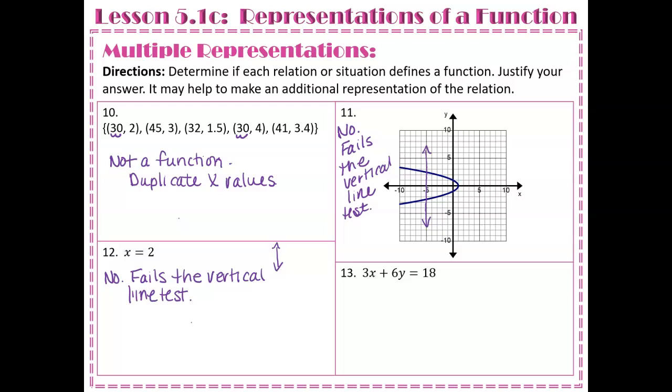So 13 is something new to us. If you can put an equation into slope-intercept form, or this is called standard form, with the exception of x by itself, the one that we just did in 12, which is a vertical line, these are always functions. It's a linear equation.